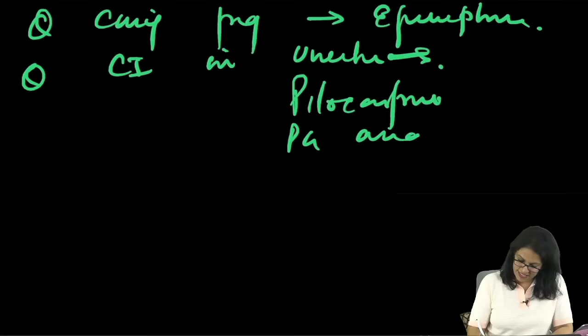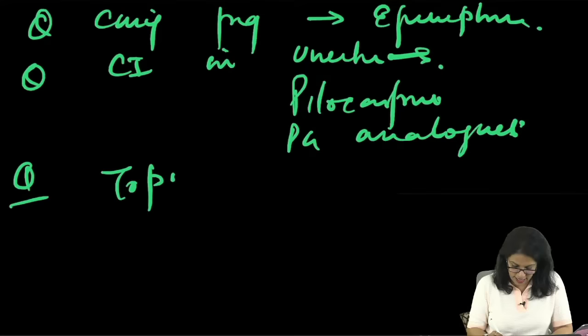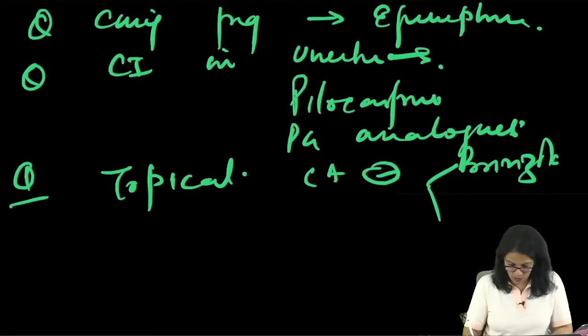Okay? And then what are the topical CA inhibitors? We all know it is brinzolamide and dorzolamide. Very good, very good. Keep answering. Yes. Okay? So these are some very important points.